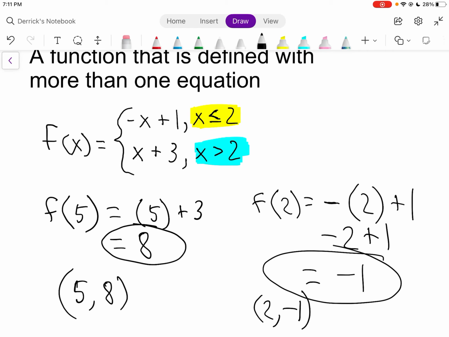Recognize there is no limit to how many pieces you could have in a piecewise function. You can have as many equations as you can imagine. And no matter how many pieces, no matter how many equations there are, anytime you are asked to plug a number in for x, you will only be able to choose one of the equations to plug into. If you ever plug into more than one, you are breaking the rules of a function.